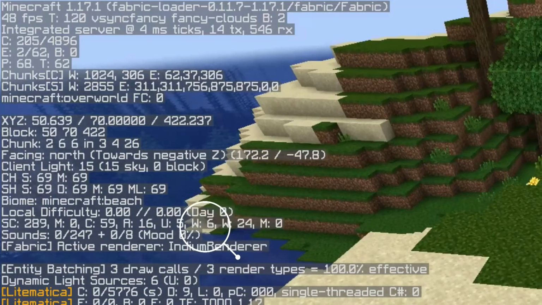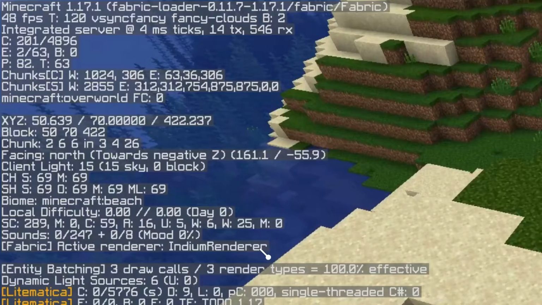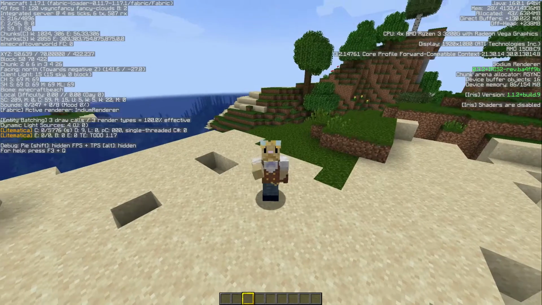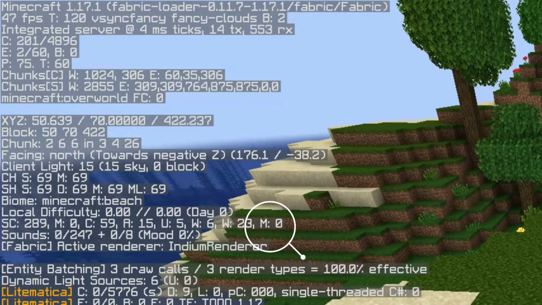The first W shows the total amount of water creatures, squids and dolphins. And the second W shows the total amount of water ambient mobs, all 4 types of fish. The second M shows the total amount of miscellaneous entities.